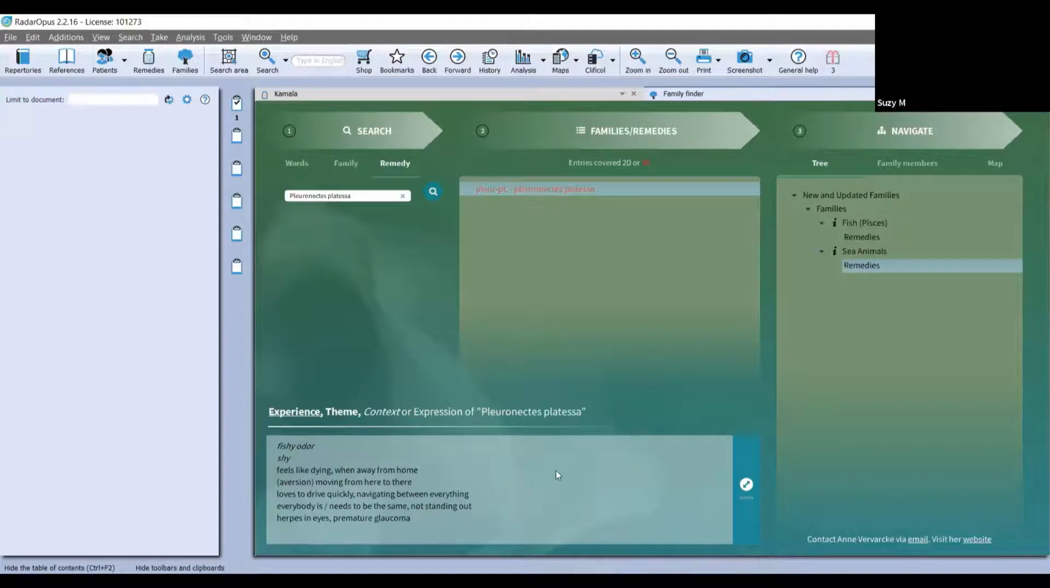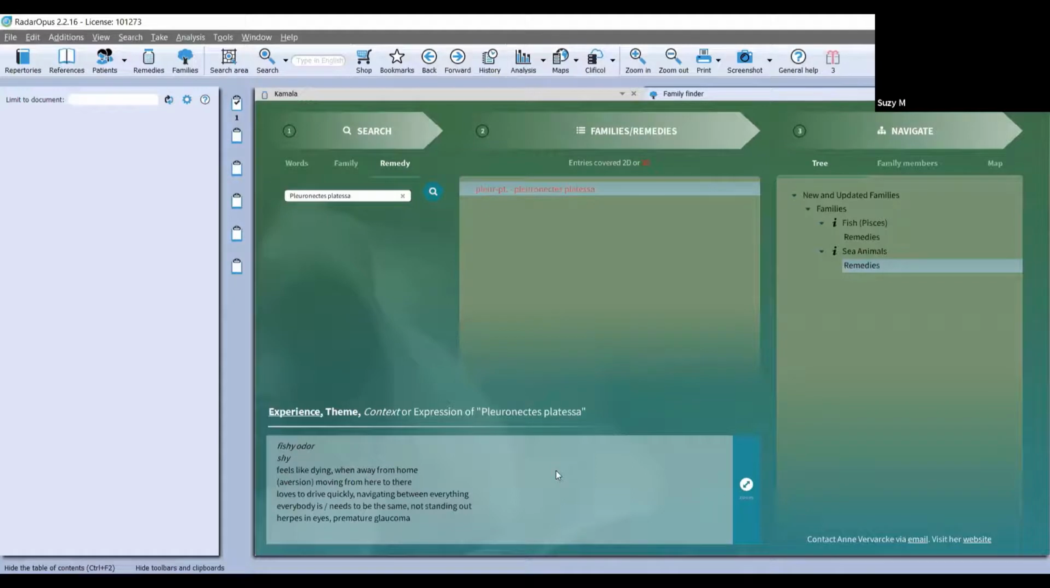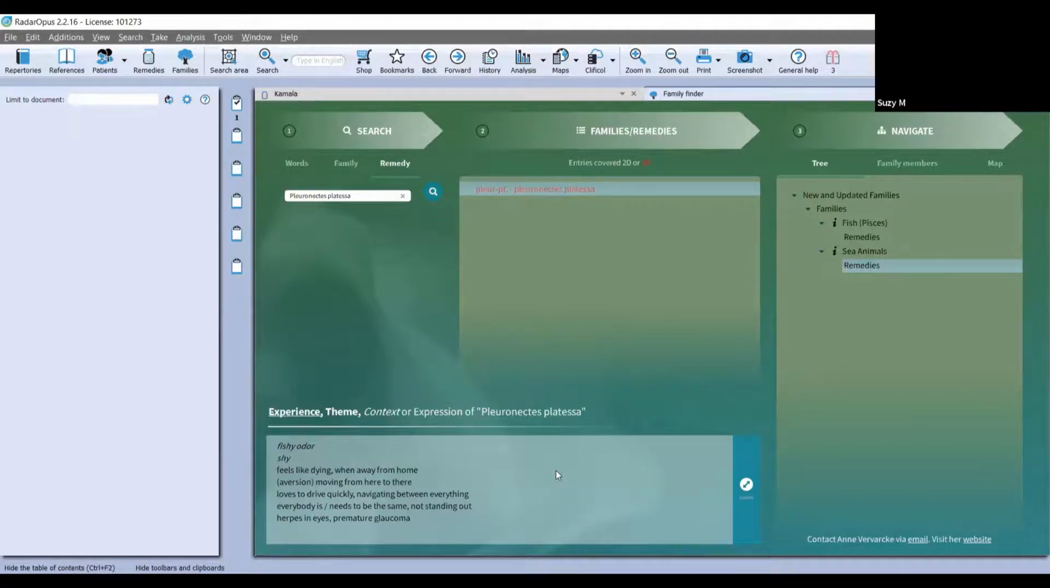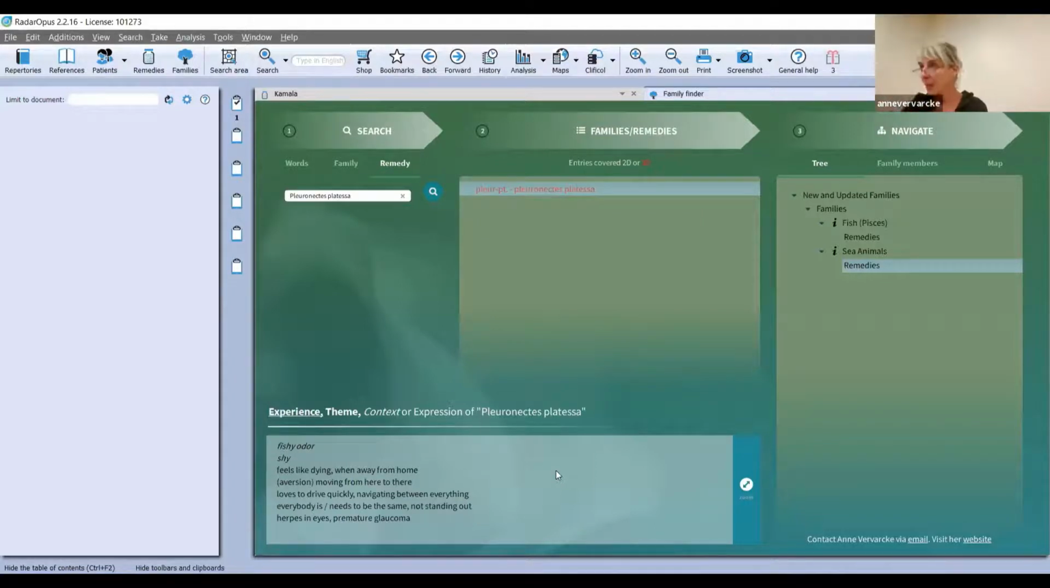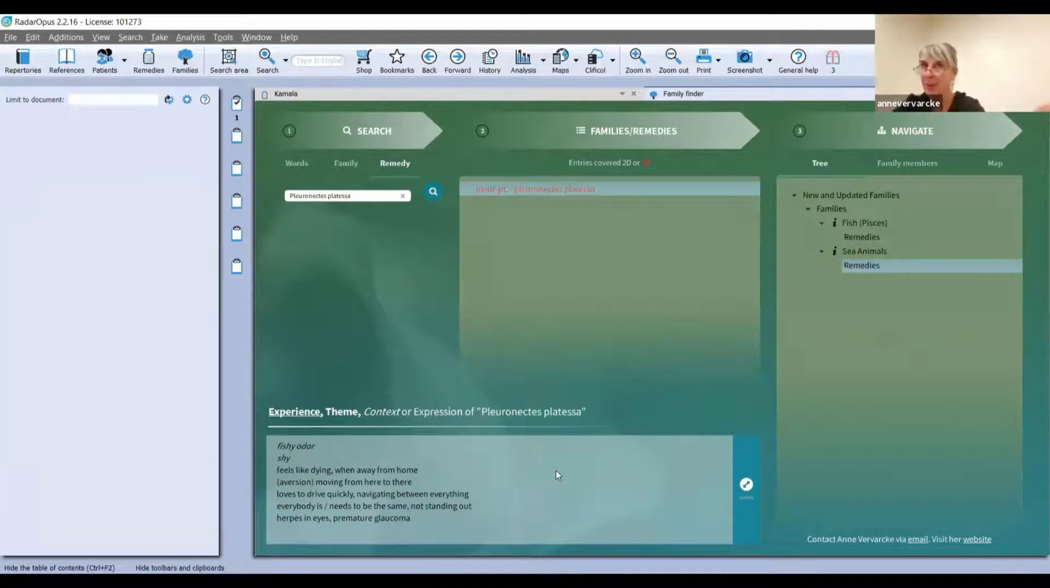Aversion to move from here to there. So I write aversion, but sometimes they like it, the movement from here to there, and sometimes they have an aversion. And you heard this with this patient. When there's too much activity of the children, too much movement, I'm not good. It's the movement, they just can't cope with it. Loves to drive quickly and navigate in between everything. So that's when they're okay with it. Then you feel agile, like you can move between everything. And sometimes they make this gesture, like, I can move between everything that's happening.